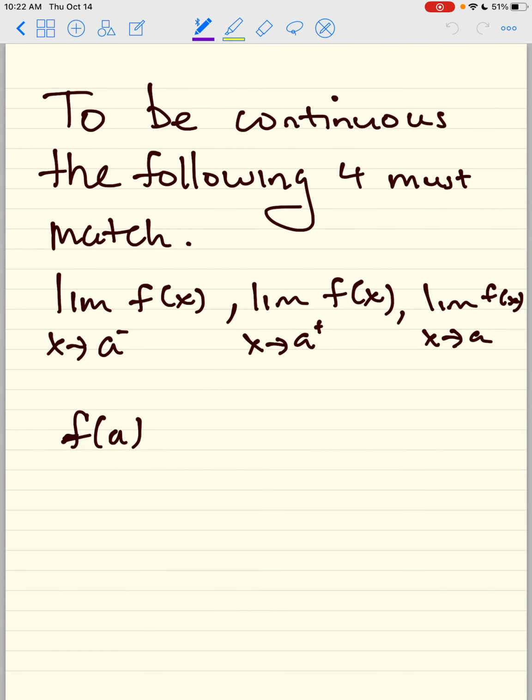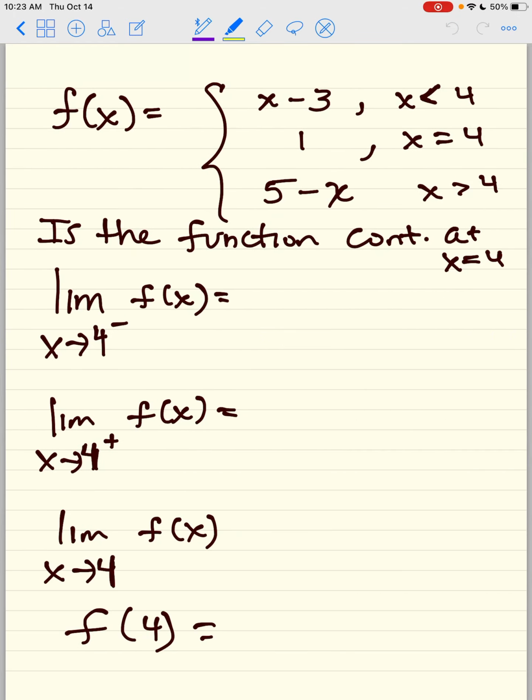To be continuous, the following 4 must match. The limit from the left must match the limit from the right, which then will set the actual limit at the number, and then f of the number. All 4 of those numbers have to match. We're going to try 2 more questions, and then we're done with this video.